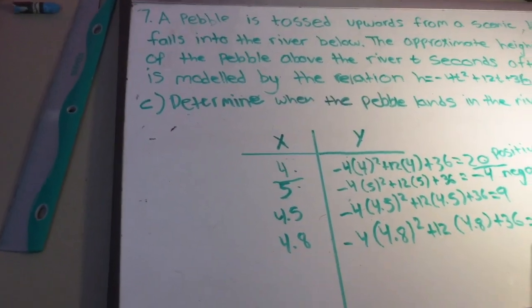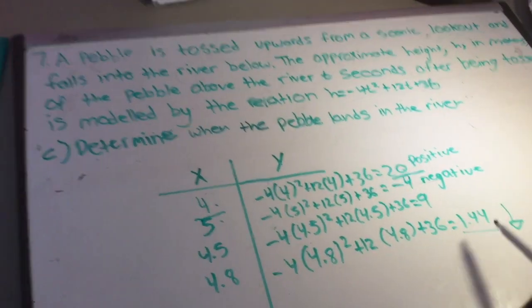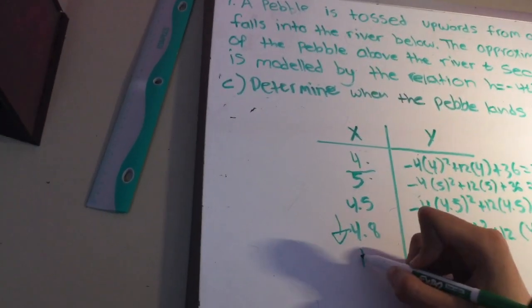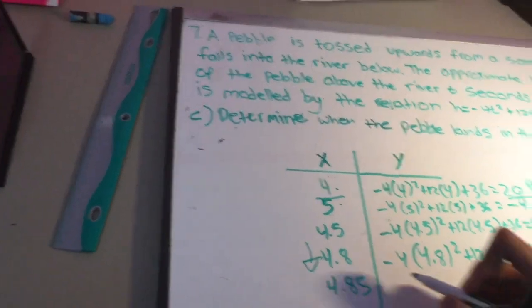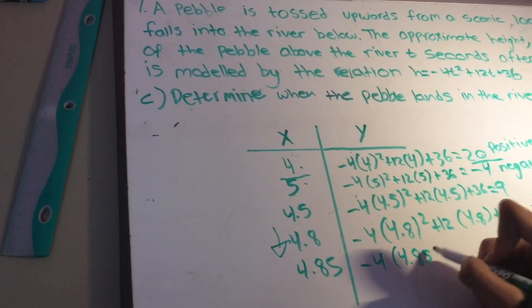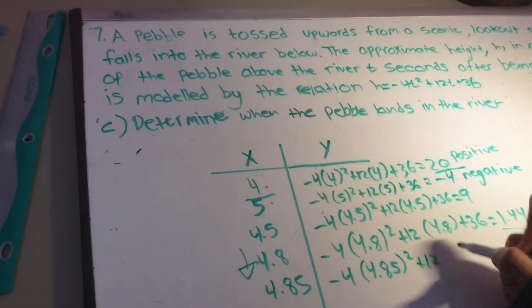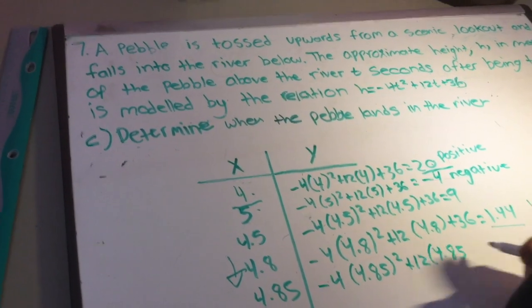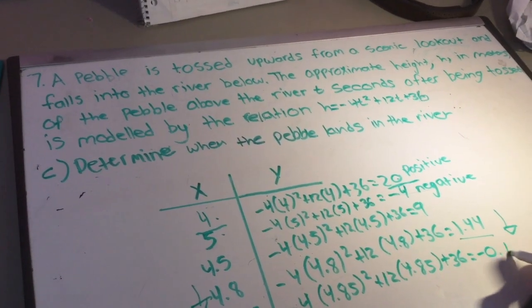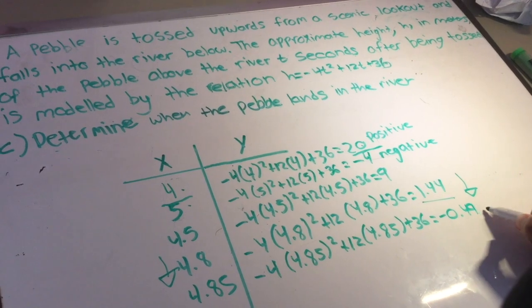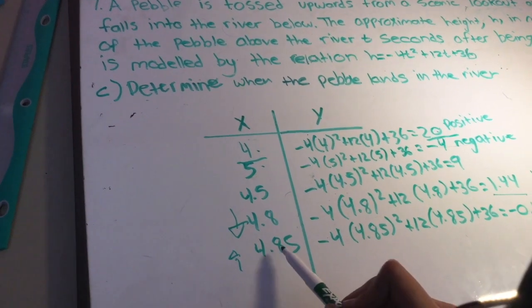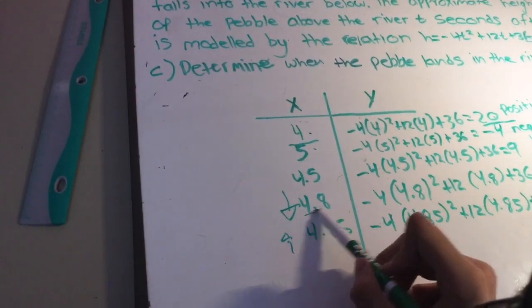So now, since it has to be lower than 1.44 and lower than 4.8, I will now be using the point 4.85. So now it will be negative 4(4.85)^2 + 12(4.85) + 36, which equals negative 0.49. So this number has to be greater than 4.8 but lower than 4.85.